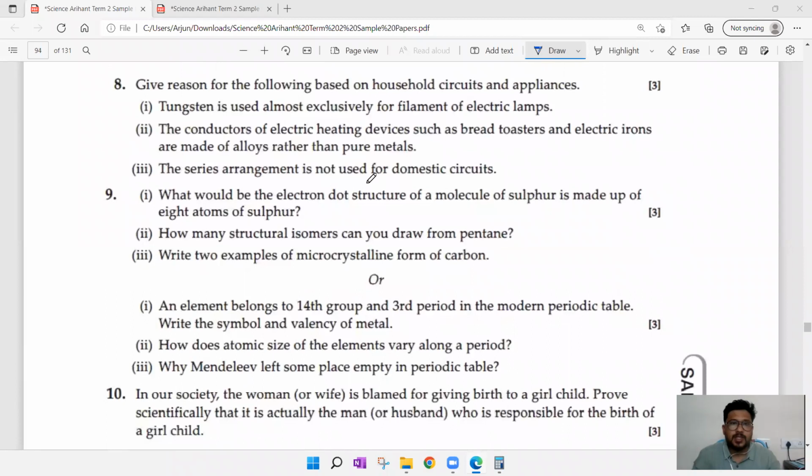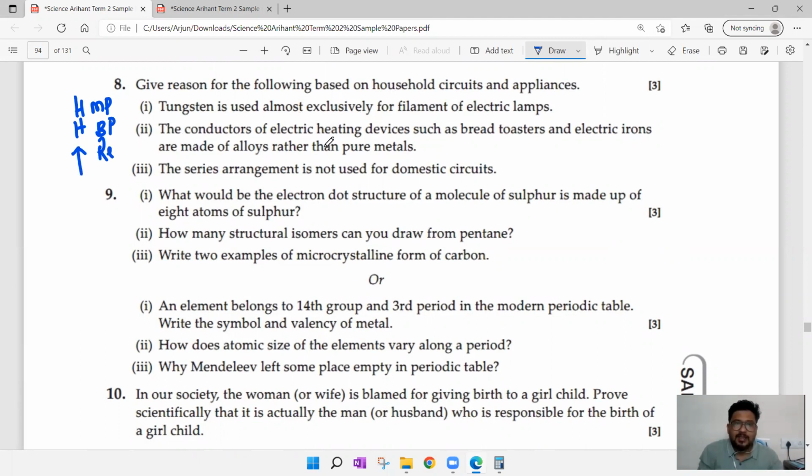Then section B, first question. Give reason for the following based on household circuits and appliances. Number 1. Tungsten is used almost exclusively for the filament of an electric lamp. Why? Because tungsten has a high melting point, high boiling point, and it has high resistance. So tungsten is used in electric lamps.